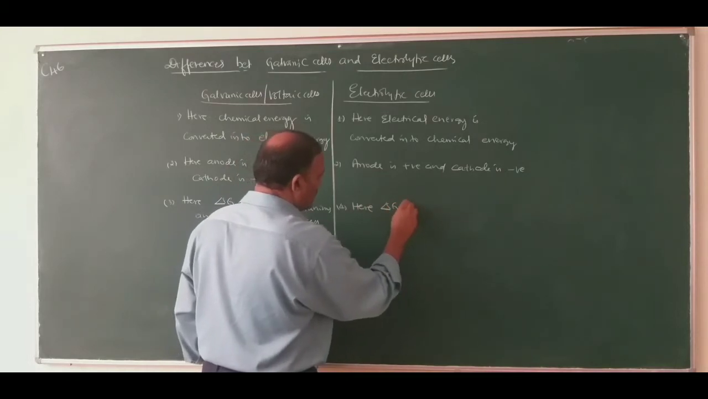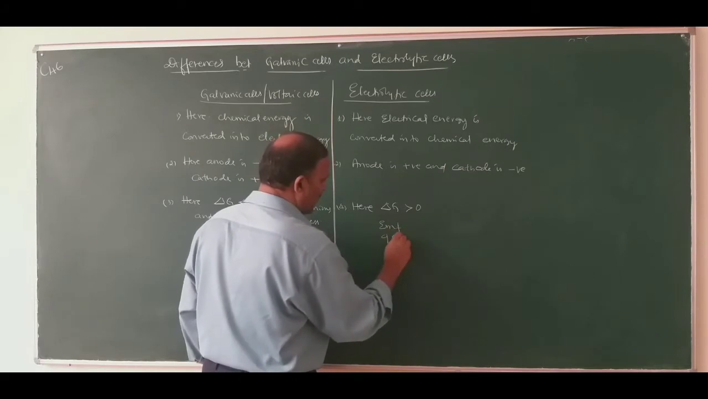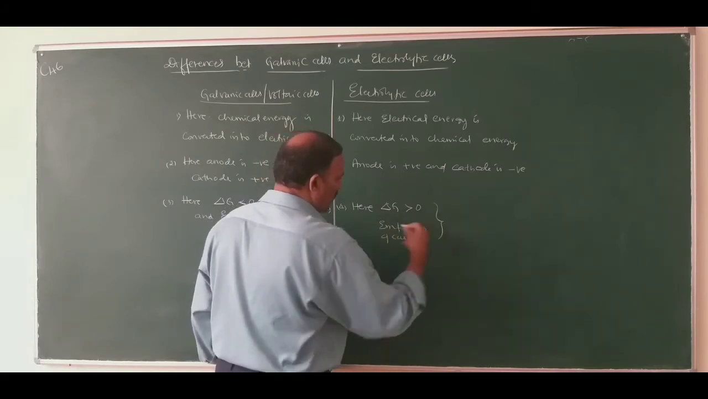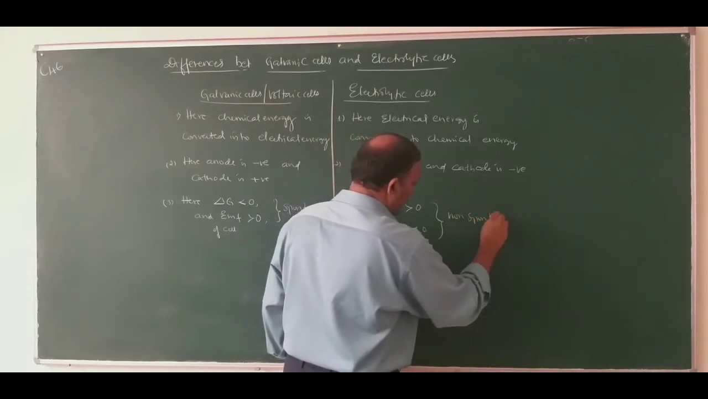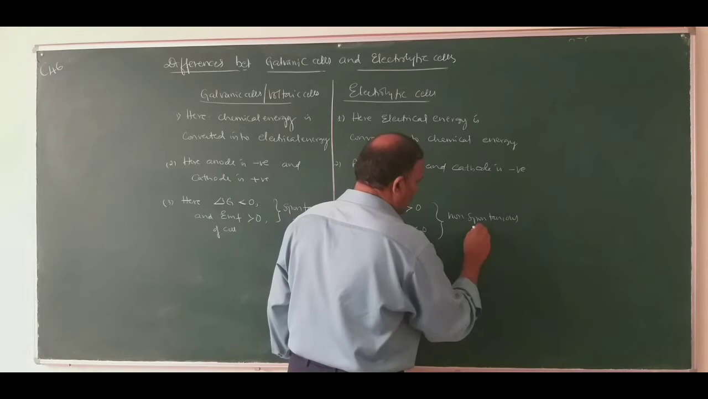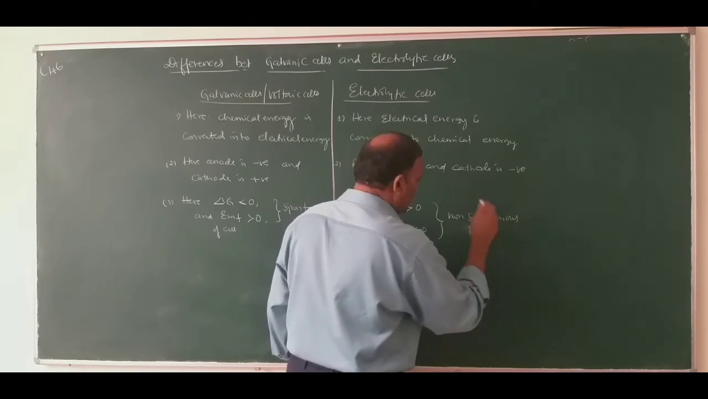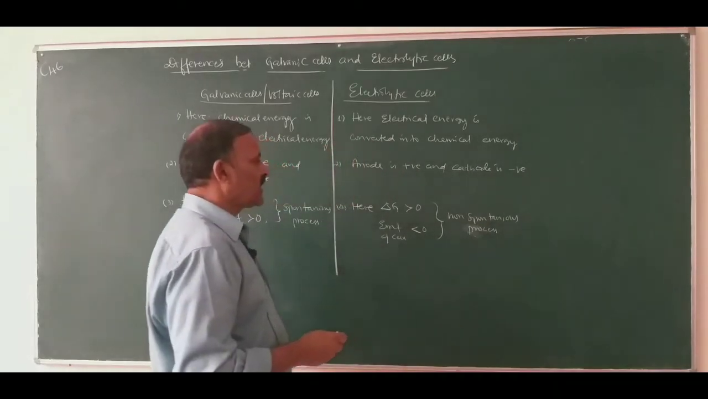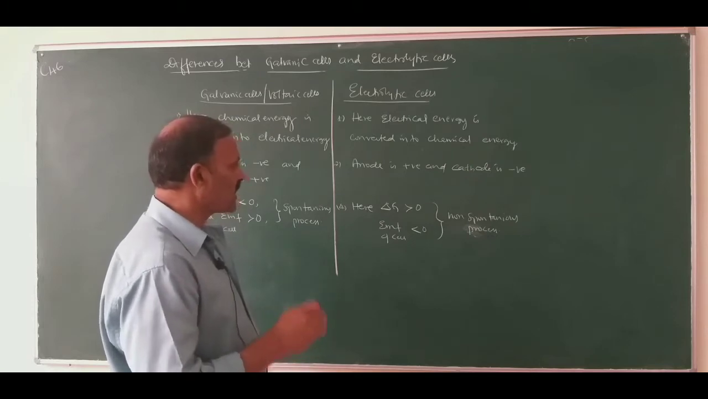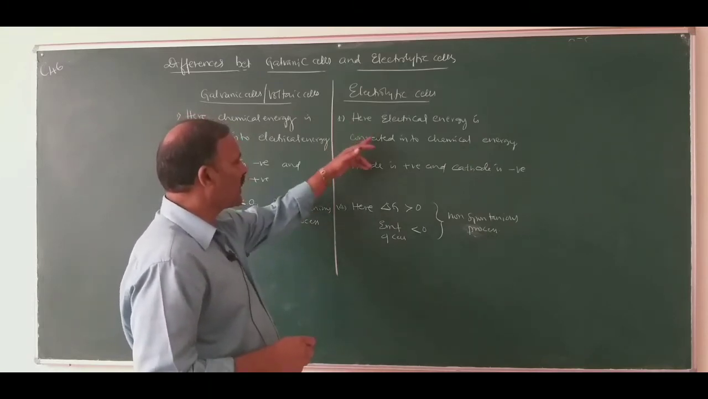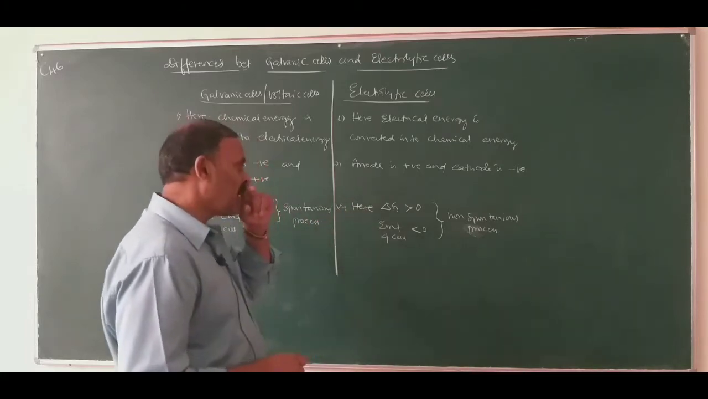Here delta G is greater than 0 and the EMF of the cell is less than 0. This is the condition for a non-spontaneous process. That means the electrochemical reactions are not spontaneous. To bring about these reactions, we pass electrical energy. Electrical energy is converted into chemical energy here.